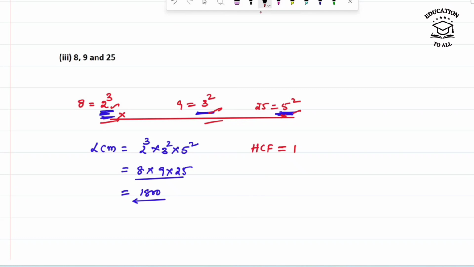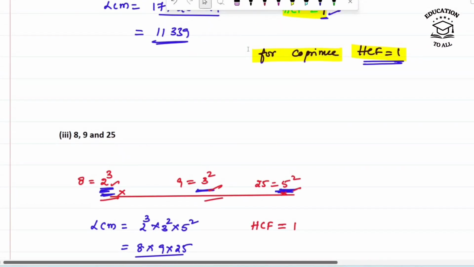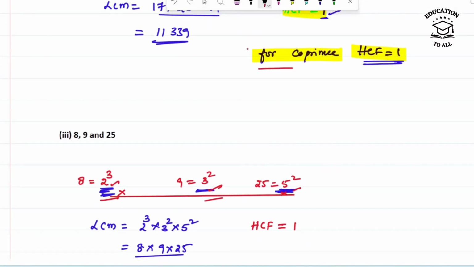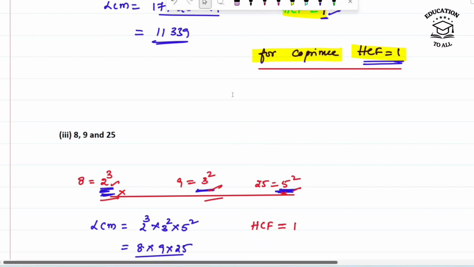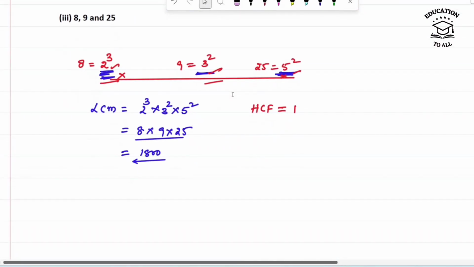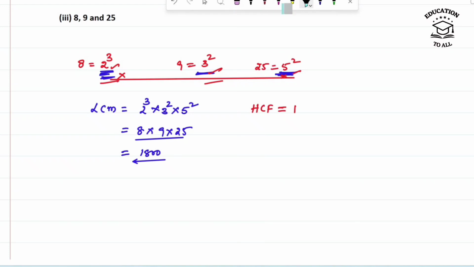Similar to the previous topic, you can remind once again. For co-primes, HCF is 1. What is meant by co-primes? There is no common factor between any two numbers. We can conclude that the numbers are co-primes. So can I say that 9, 8 and 25 are co-primes? Definitely. So therefore HCF is equal to 1 for these three numbers.